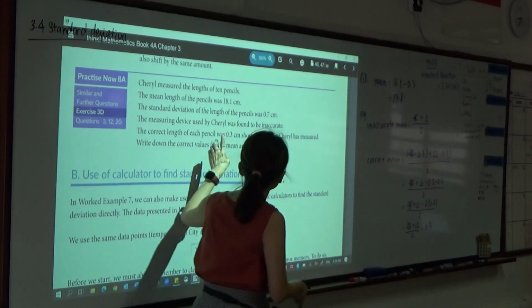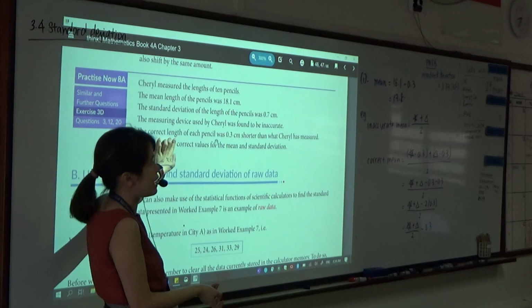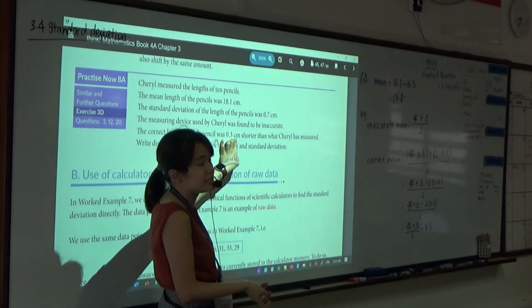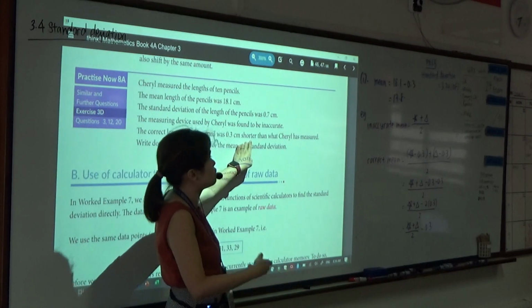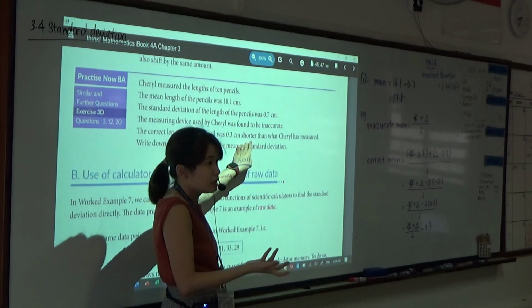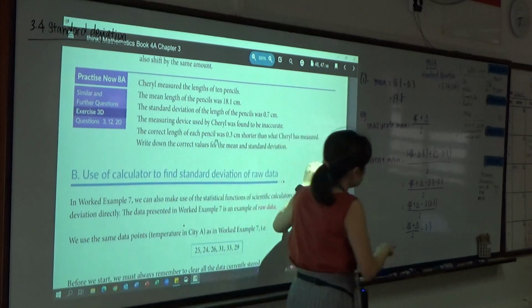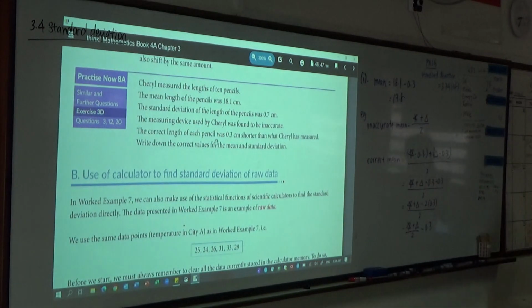Why minus? Because the question said that the correct length is actually 0.3 cm shorter. If it were to be longer, then you should be adding 0.3. Alright? So the inaccuracy itself does average out. Then for the standard deviation, right?